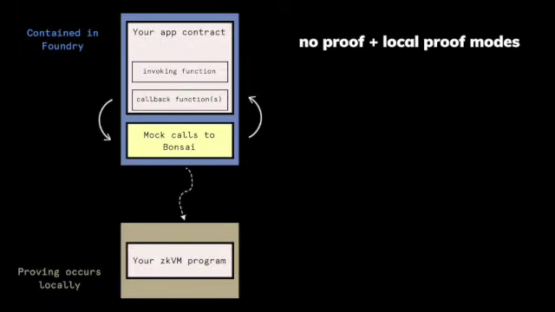This is going to be the local version. This is when you're running the execution only in the local proving modes. You'll notice everything is contained in Foundry. You've got an app contract with some invocation and callback functions. It's only making mock calls to Bonsai.